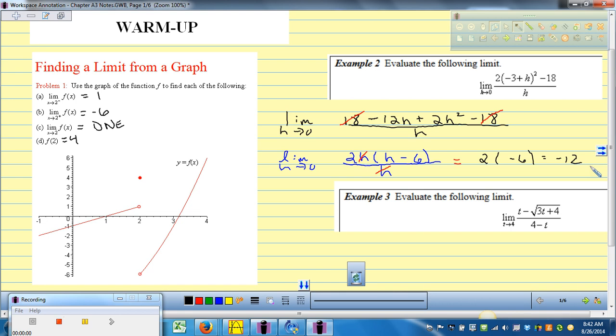Could you not have just pulled it out of the first step? Pull what out? An h, so it would be negative 12 plus 2h over 1. Sure. Oh, yeah, okay. That's fine. I just saw my common factor is 2h. Either way, it's fine though.